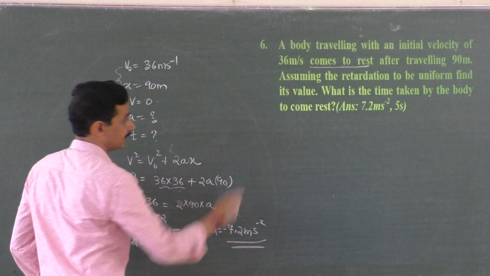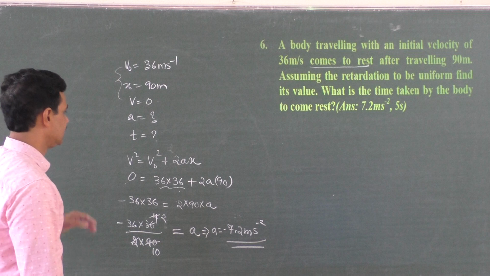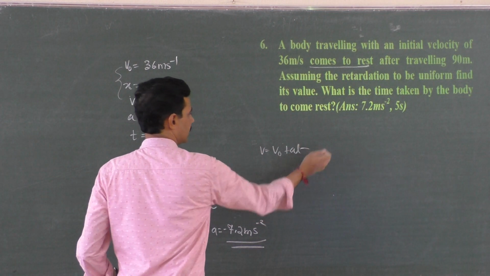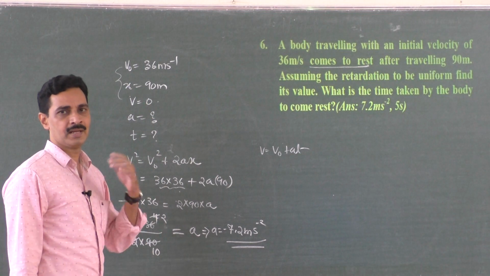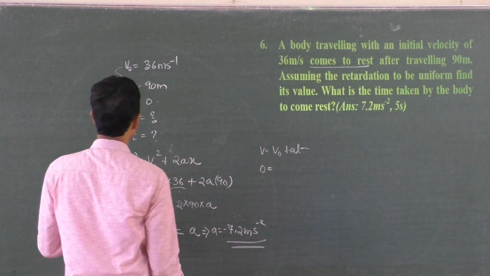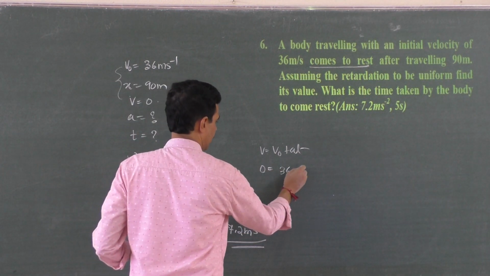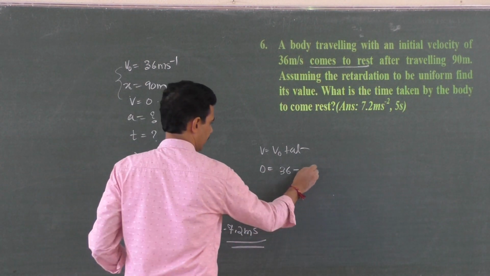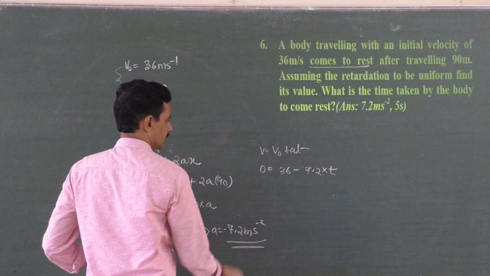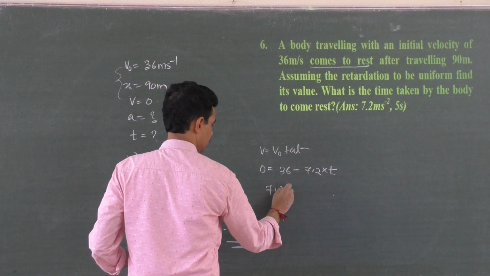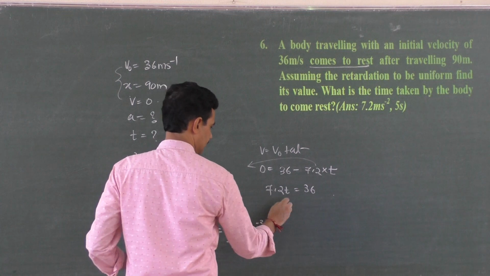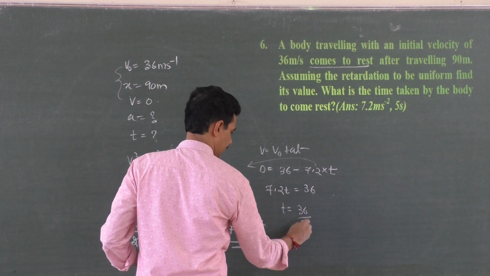Correct answer has come. What is the time in which this happens? V equal to V naught plus AT, easiest equation. In X equal to V naught T plus half AT square, squares will come, so this is easy. V is 0, V naught is 36 minus, because this is minus, A is 7.2, T is not known. So I'll bring this here. 7.2t plus is equal to 36. When it comes here, it becomes plus. Then t is equal to 36 by 7.2.